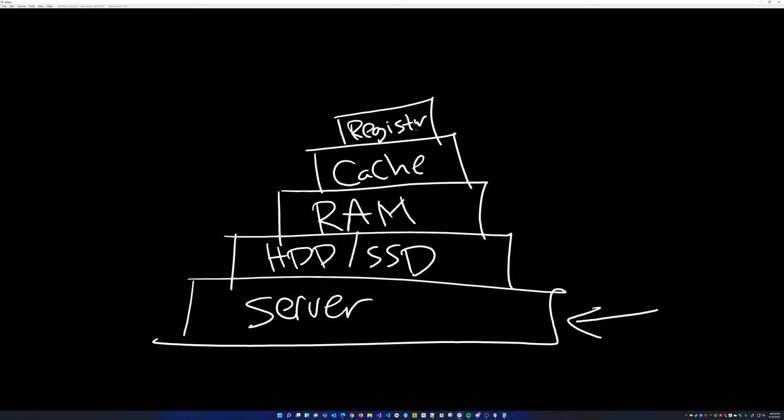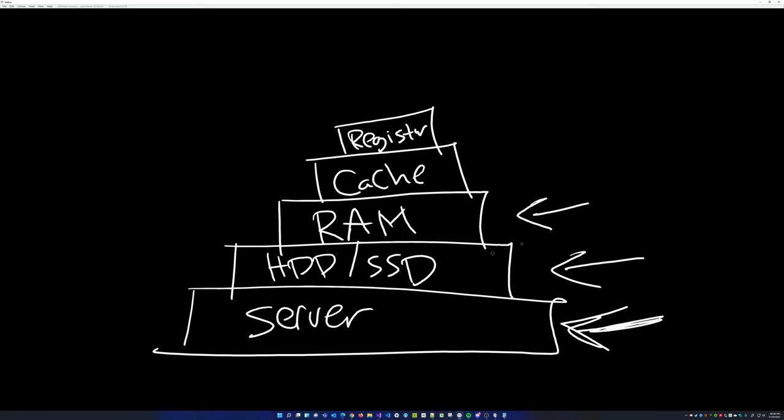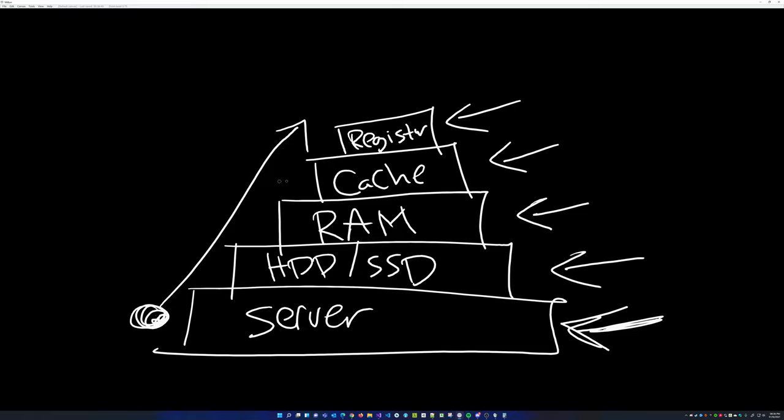The server is a billion times slower than registers. Super slow, extremely slow. Takes years, months to get anything from a server. SSD and hard drive, unbelievably slow, still faster than your server somewhere in the world, but a lot faster. Next, RAM. RAM is much faster than your SSD and hard drive. Cache is even faster. And finally, you have your registers. So this is kind of the pyramid you have, from the very slowest type of memory to the very fastest type of memory. That's your hierarchy.